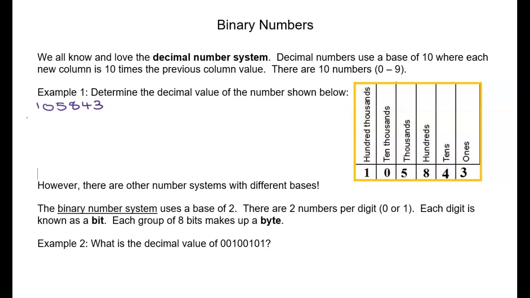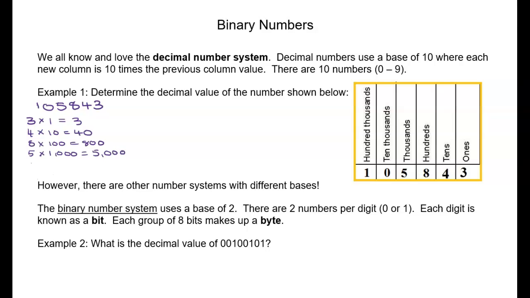have 3 ones. So you take the number 3, multiply it by 1, and you get 3. Then I have 4 tens. So 4 times 10 is 40. Then I have 8 hundreds, so 8 times 100 is going to be 800. I have 5 thousands, so 5 times 1000 is going to get me 5,000.